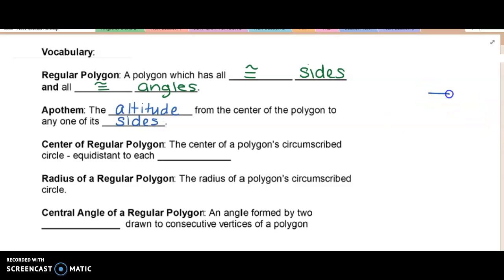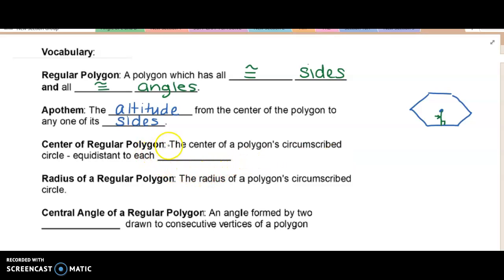Okay, so say we have, pardon my drawing skills, they're not that good. Here's the center of the polygon. So an apothem would be this right here that's perpendicular to the side. So this would be an apothem.